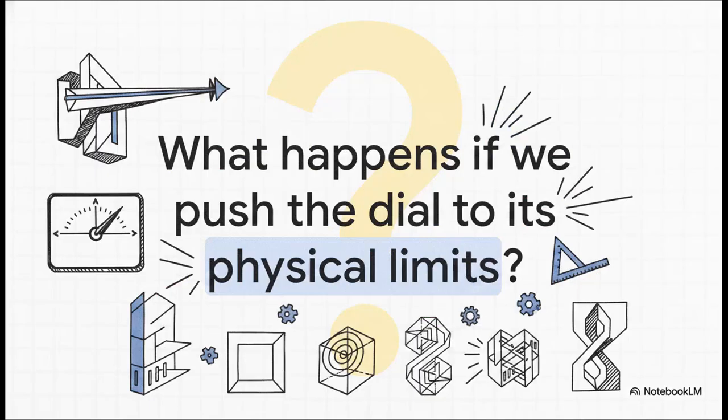But that raises a pretty massive question. What happens if we push this mathematical dial to its absolute physical limits? Like, what actually occurs when we sweep the slider away from those safe, classical ratios and push it all the way to the unbuildable extremes?